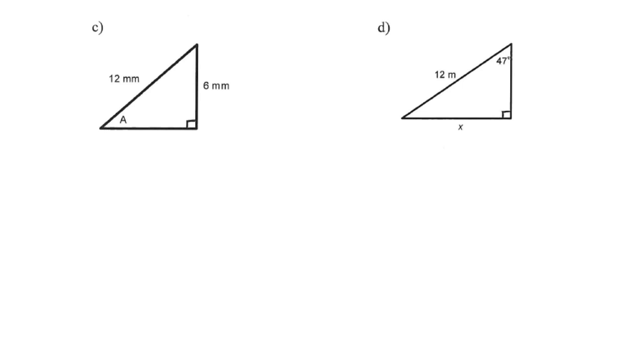Okay, we take a peek. There's my angle. From that angle, I have my opposite side and I have my hypotenuse. That is sine. So the sine of A is opposite over hypotenuse.